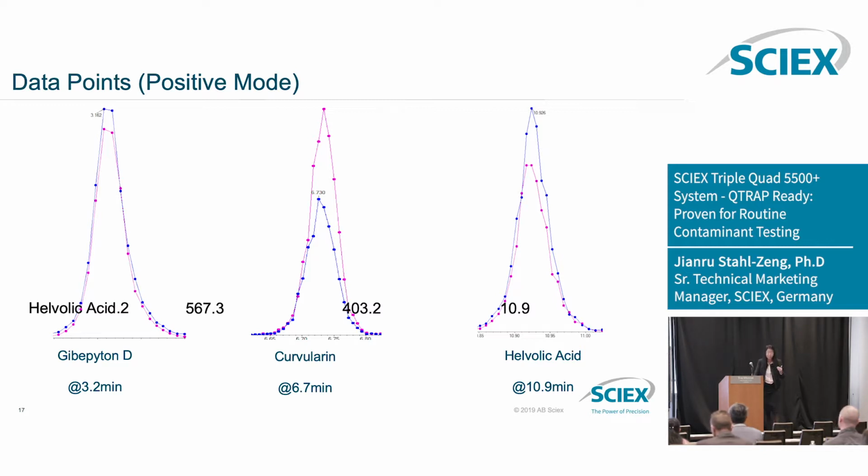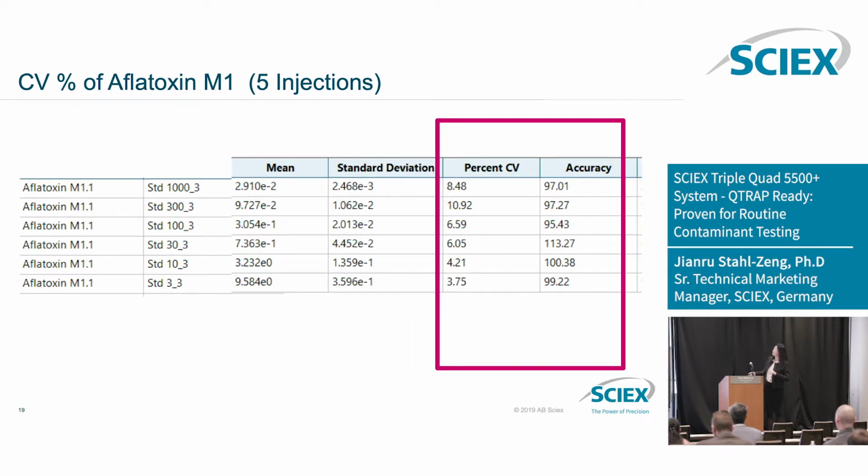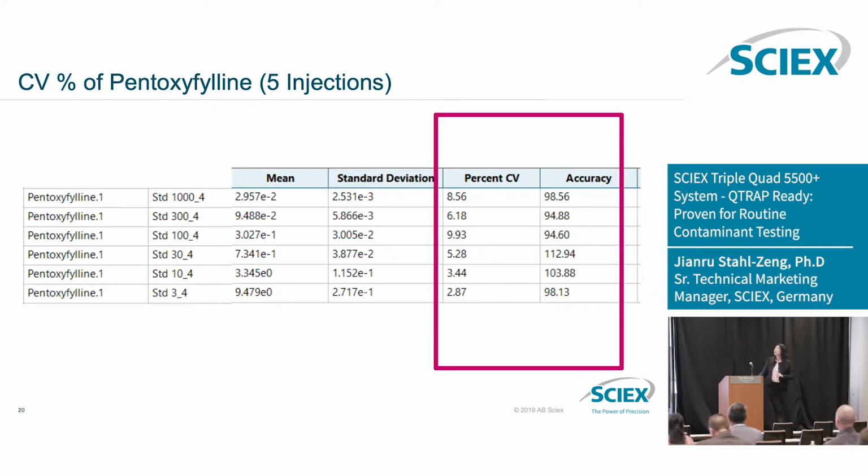And to transfer the data points to quantitative accuracy, you see here, with 5 repeated injections, what we did, you see the percentage CV and accuracy are all very nice. The same thing for Aflatoxin M1. Some other examples, what you can see here is for the different concentrations, and both CV and accuracy are very nice here.